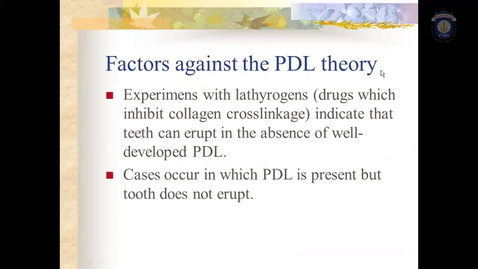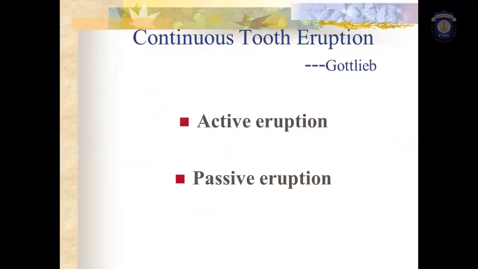Factors which go against the PDL theory include experiments with laterogens. These are drugs which inhibit collagen cross-linkage, which can disrupt eruption. Also, cases occur in which PDL is present, but the tooth does not erupt. So whenever the collagen cross-linkage, which is an important factor in the PDL remodeling theory, is disrupted, this can result in lack of eruption.